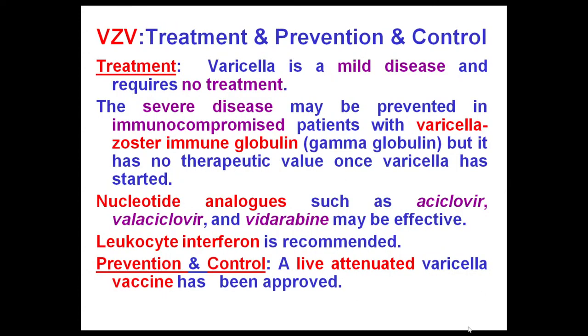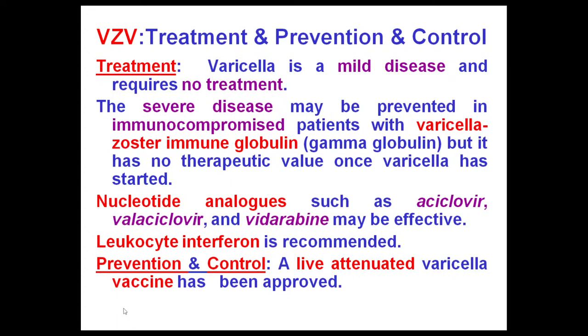For treatment, usually we don't use anti-herpesvirus drugs in children because varicella is usually a very mild disease. If the disease is very severe, occurring in immunocompromised or very weak, immature babies, then varicella zoster immunoglobulins can be used at the very early stage of treatment. Then nucleotide analogs also can be effective.